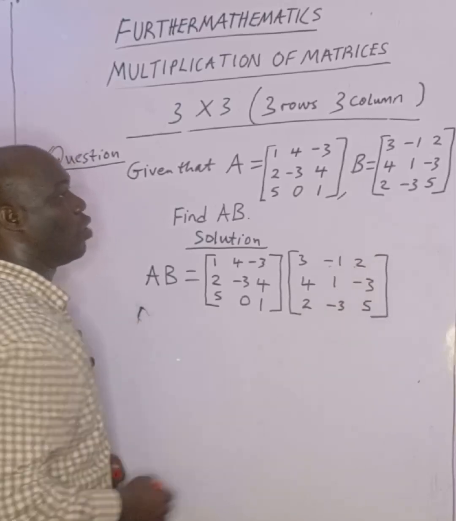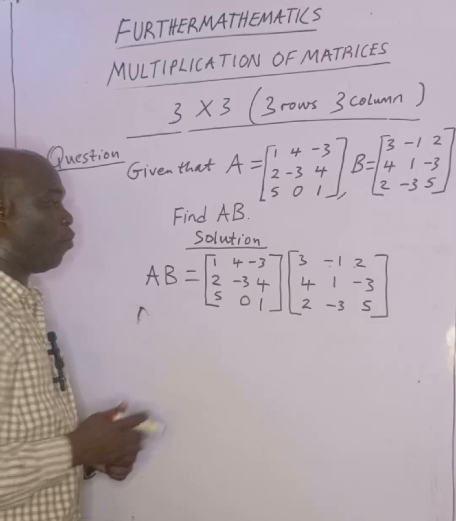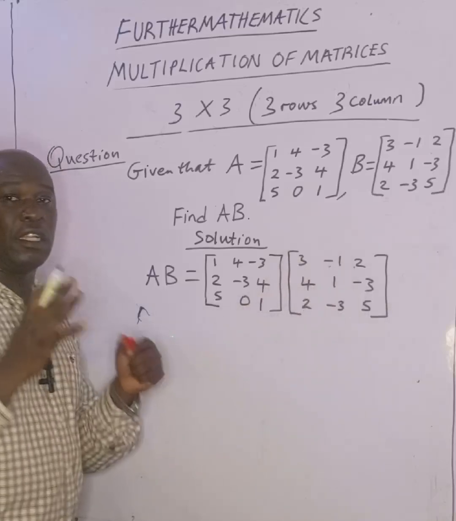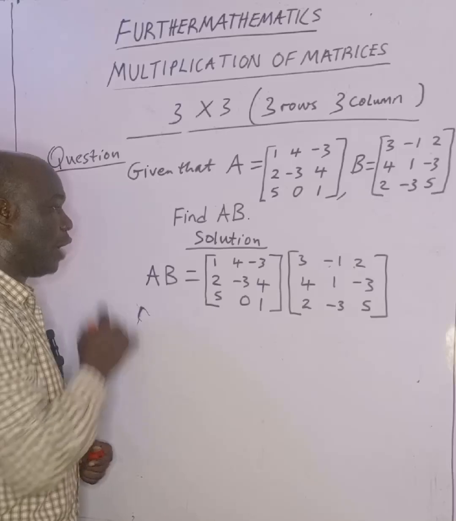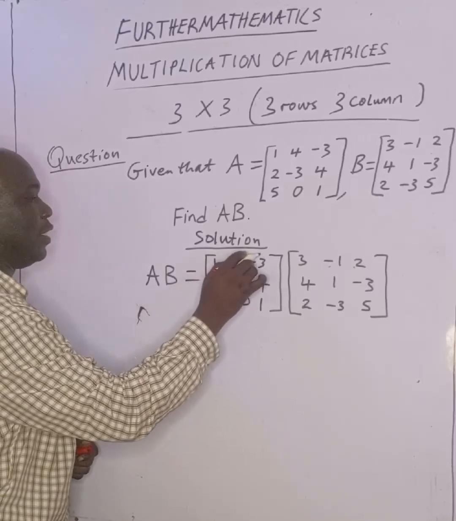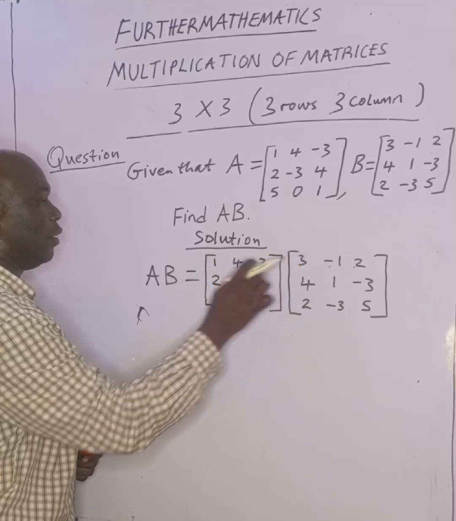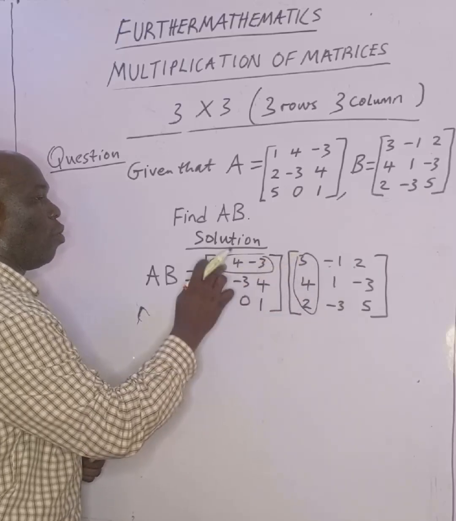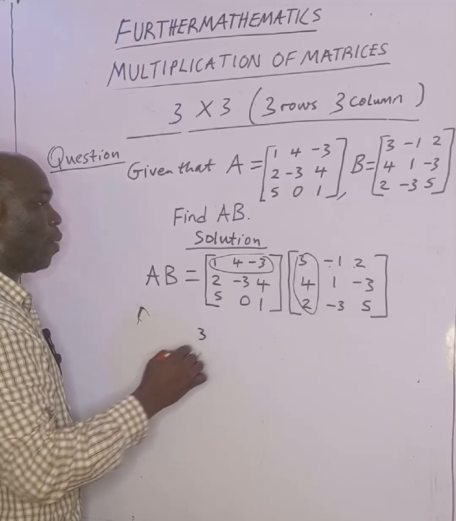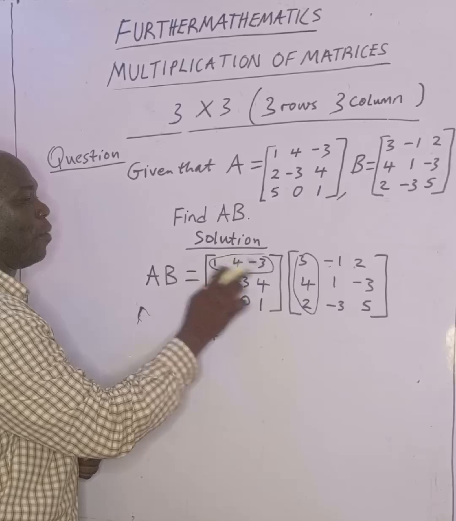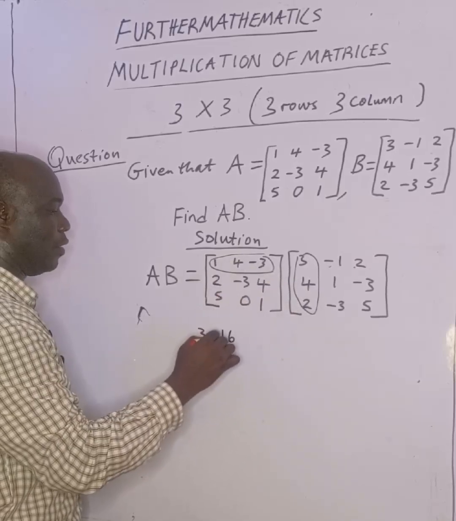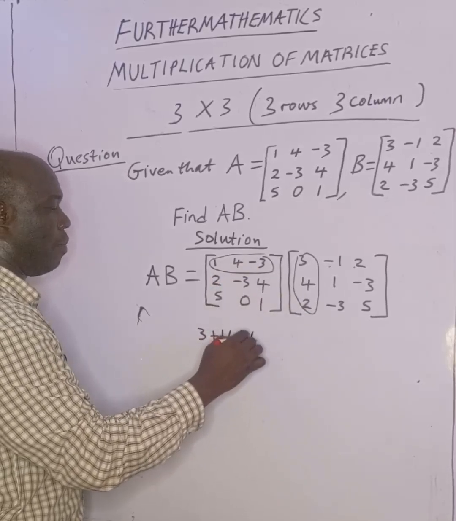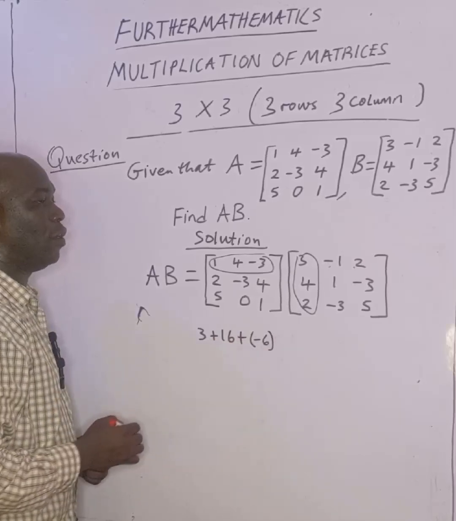All right, so now how do we go about this? Take this first row to multiply the 3 columns one after the other. You don't have to rush. So we are taking this now. 1 multiplied by 3, let me circle it so that you can know. 1 multiplied by 3 is 3. Plus 4 multiplied by 4, that's 16. Plus minus 3 times 2, that's minus 6. All right, we are done with that one.